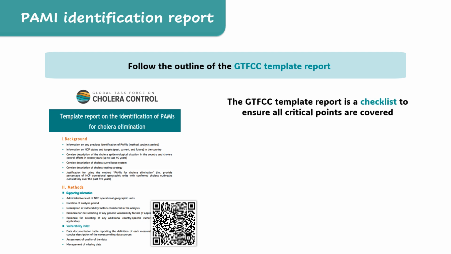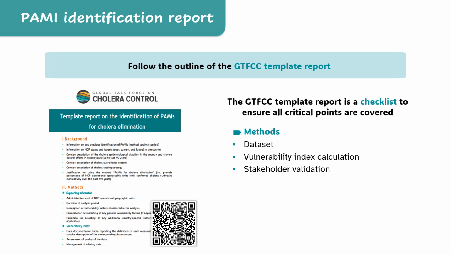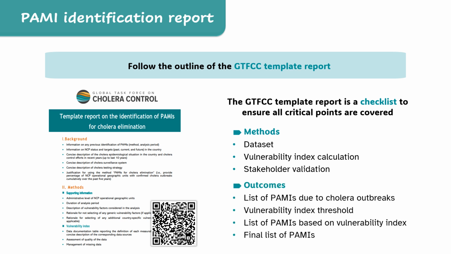Overall, this template report corresponds to a checklist to make sure all critical points are addressed, including the methods such as characteristics of the dataset, calculation of the vulnerability index, organization of the stakeholder validation, and the outcomes of PAMI identification, such as the list of PAMI by default due to the occurrence of cholera outbreaks in recent years, the vulnerability index threshold selected, and the rationale for selecting this threshold, the list of PAMI based on their vulnerability index, and the final list of PAMI.